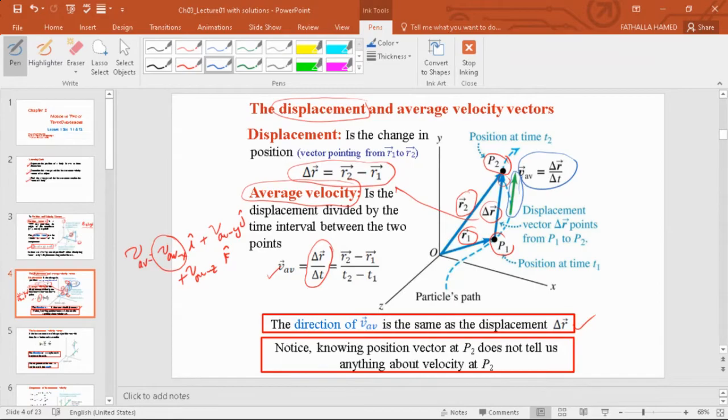But basically, knowing the position vector at P2 does not tell me anything about velocity at P2. And we already dealt with this in chapter number 2, when we talked about average velocity. It doesn't tell me what the instantaneous velocity is at position 2 or position 1. I'm just taking the average between both of them. So that's what the average velocity vector is.